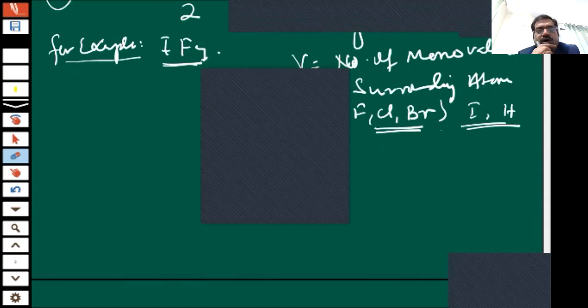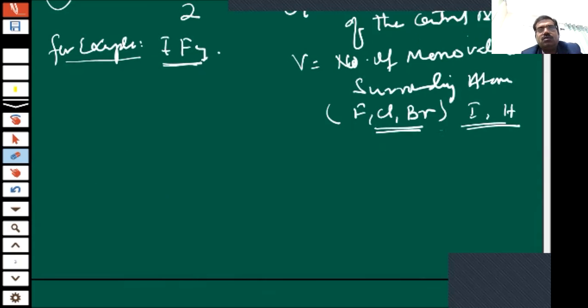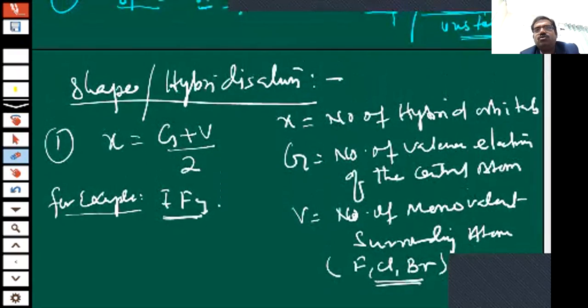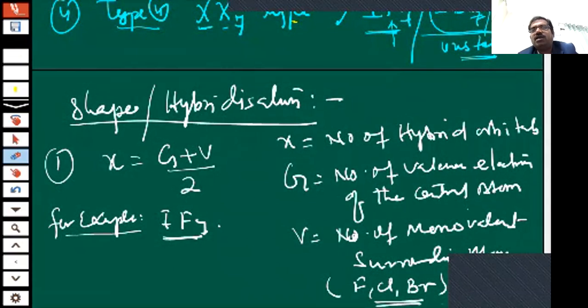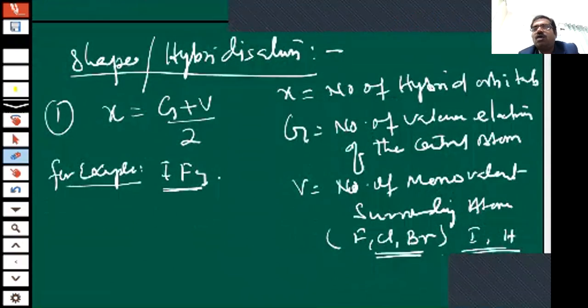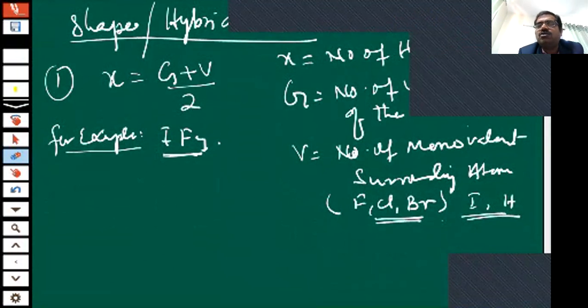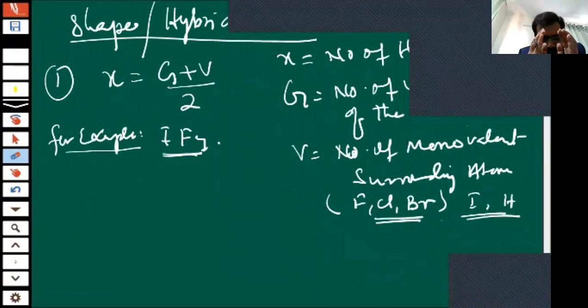Sir, why is iodine not a surrounding atom? I think I have told you the reason, Talat. The surrounding atom should be smaller than the central atom. We can say that the central atom must be bigger than the surrounding atom.